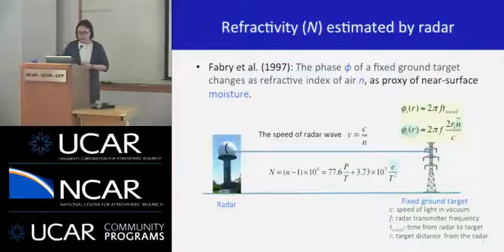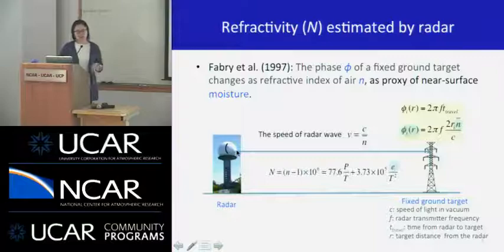How does the radar estimate the refractivity? The basic idea is that the speed of the radar wave, or any kind of light in the air, depends on the refractivity of the air. We know that temperature and water vapor change, so as these variables change, N changes, and so does the speed of the radar wave. Therefore, the time for the radar wave to travel from the radar to the ground target will change depending on N variations.